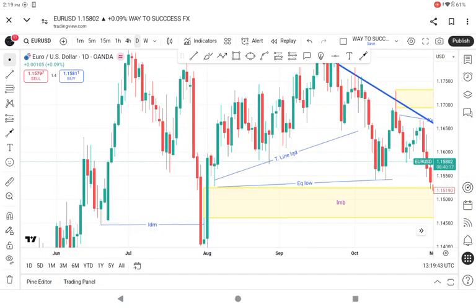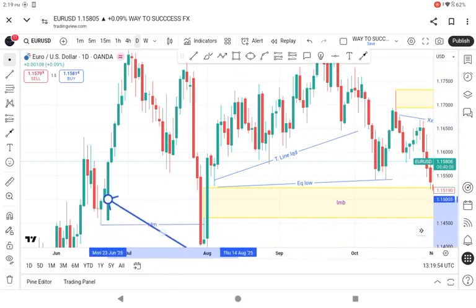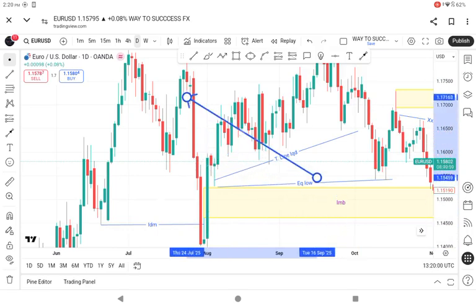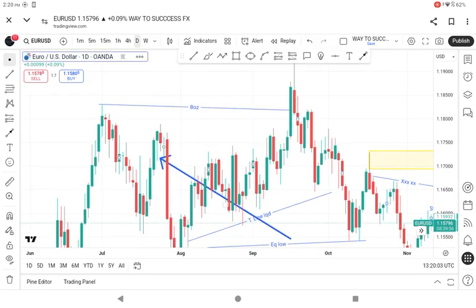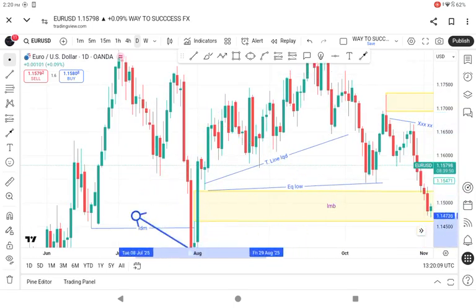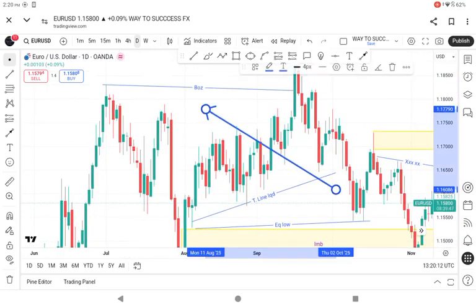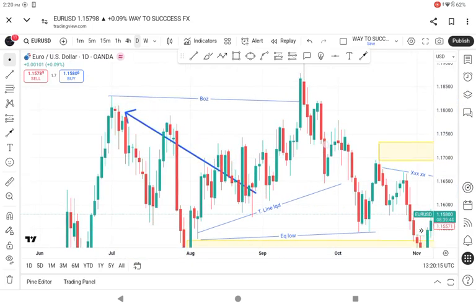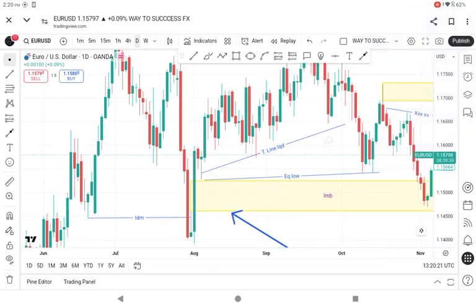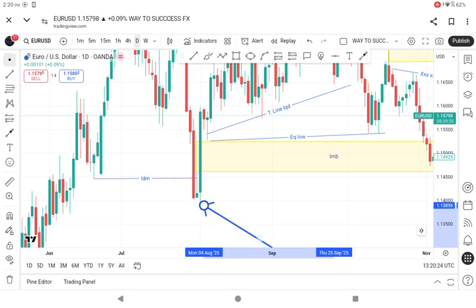Because at this level, people are looking to buy, but price manipulated them and took out their stop loss before making this break of structure at this level. So since this low has been taken out, this inducement has been taken out, this high is being confirmed, and this low here is being confirmed.